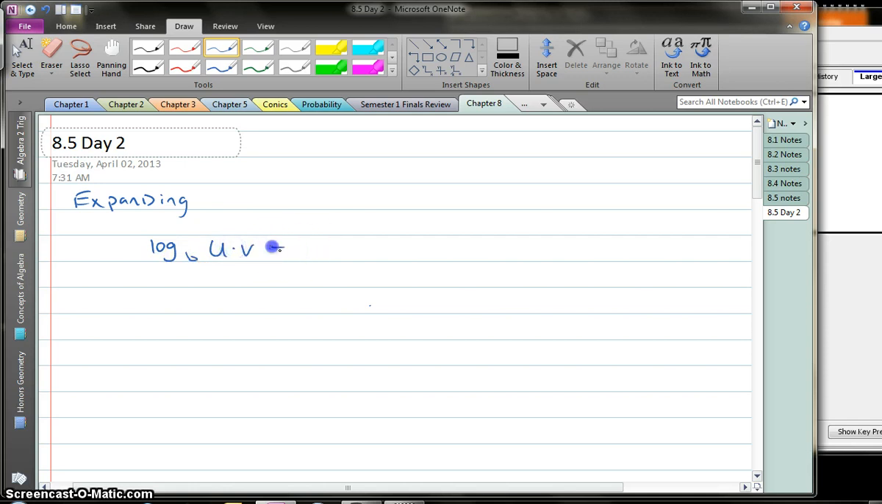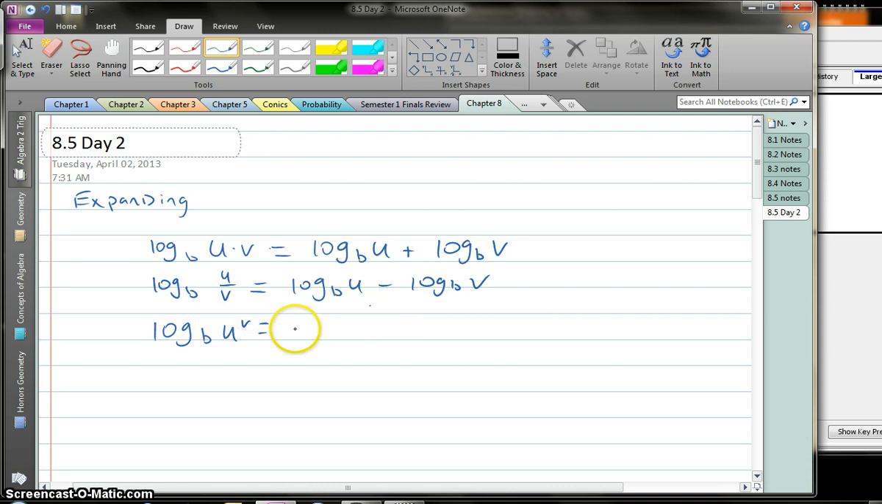Alright, if it's multiply, we add: log base b of u plus log base b of v. If it was division, log base b of u divided by v, we would subtract, so that'd be log base b of u minus log base b of v. And then we had our other one where if we had a power, that power would come out in front and my constant would stay put. Alright, so those are the three rules.